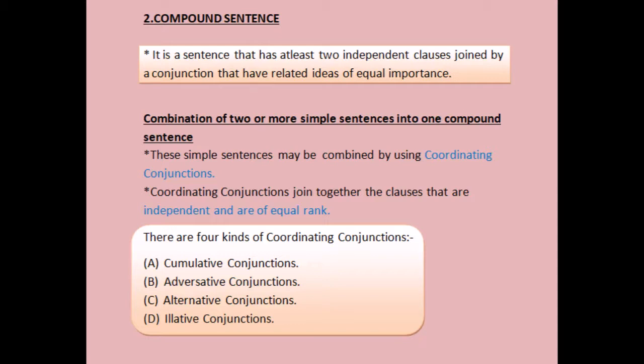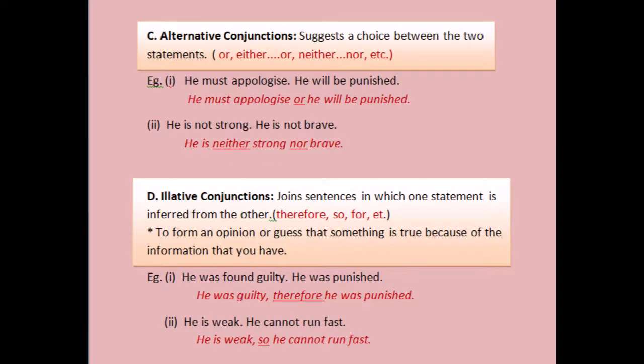We will see them. These simple sentences may be combined by using coordinating conjunctions. And coordinating conjunctions join together the clauses that are independent and are of equal rank. And there are 4 kinds of coordinating conjunctions. They are cumulative conjunctions, adversative conjunctions, alternative conjunctions, and illative conjunctions. Now let us see how compound sentences are combined using these conjunctions.